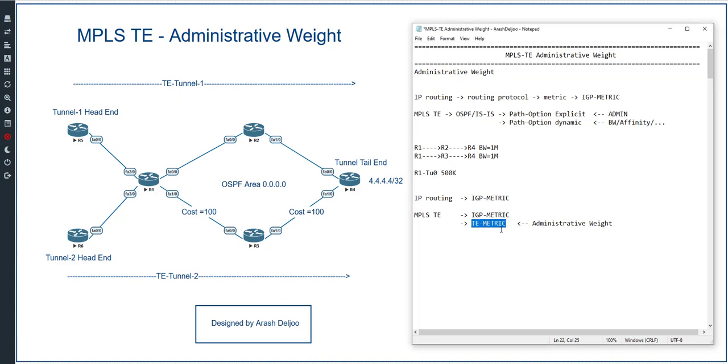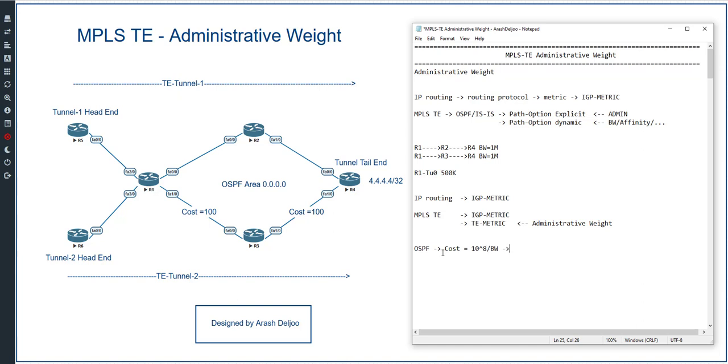What is the TE metric? Look at here. In this scenario, as you can see, we have Fast Ethernet between R1 and R2, and the protocol we are using here is OSPF. You know that in OSPF, the cost of the interfaces can be calculated with this formula: 10 to the power of 8 divided by the bandwidth of the link.